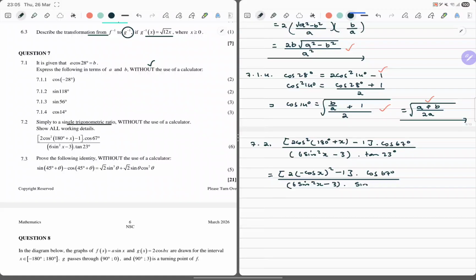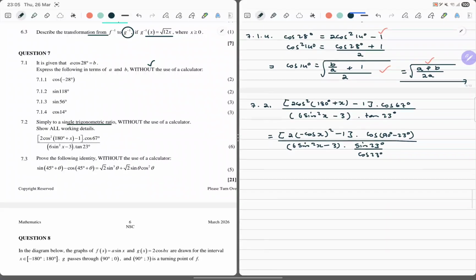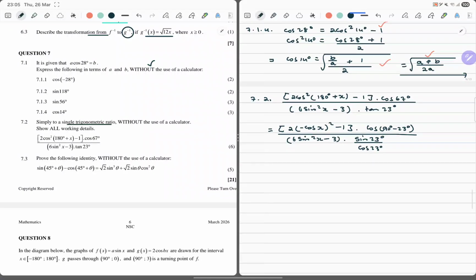Times the tangent is sine 23 degrees divided by cos 23 degrees. Now we can already see that that cos 67 we can change to cos of 90 minus 23 degrees, because we can see that's a cofunction of 23. Right. Is that so? Yes. Okay, so let's move.